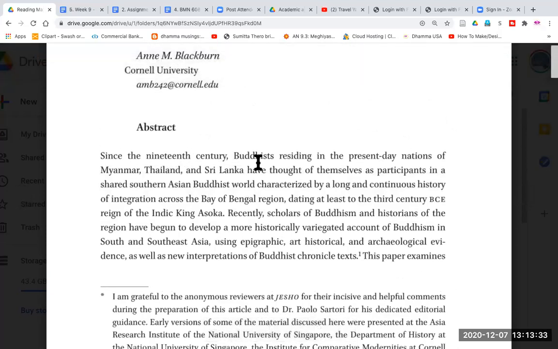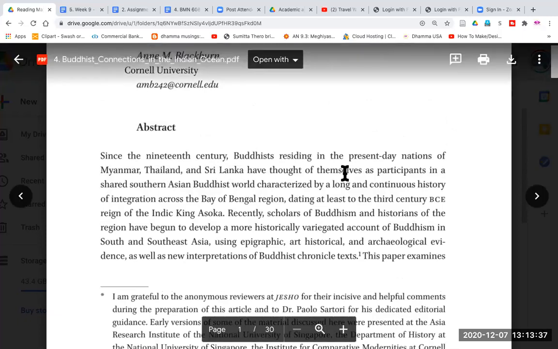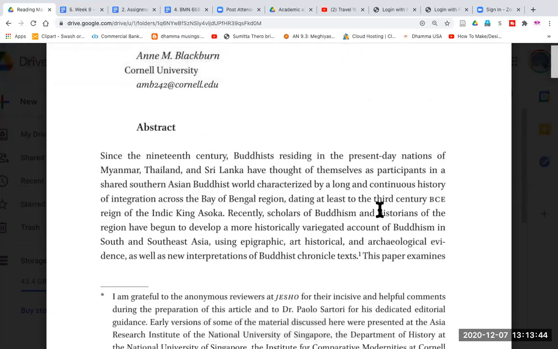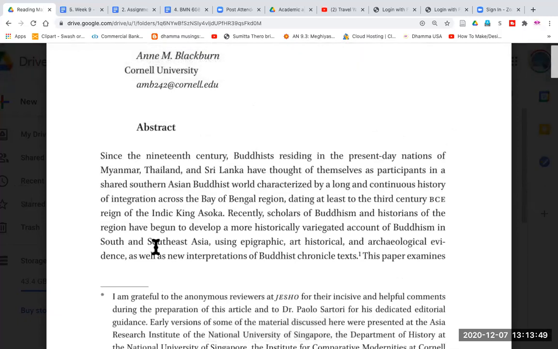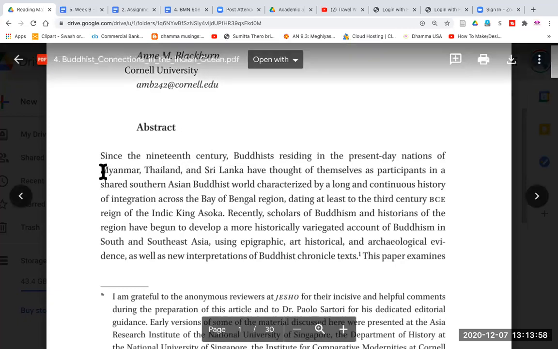Since the 19th century, Buddhists residing in the present-day nations of Myanmar, Thailand, and Sri Lanka have thought of themselves as participants in a shared Southern Asian Buddhist world characterized by a long and continuous history of integration across the Bay of Bengal region, dating at least to the 3rd century BCE reign of the Indic king Ashoka. So this is about those three or four countries. These three countries are major Theravada Buddhist countries.